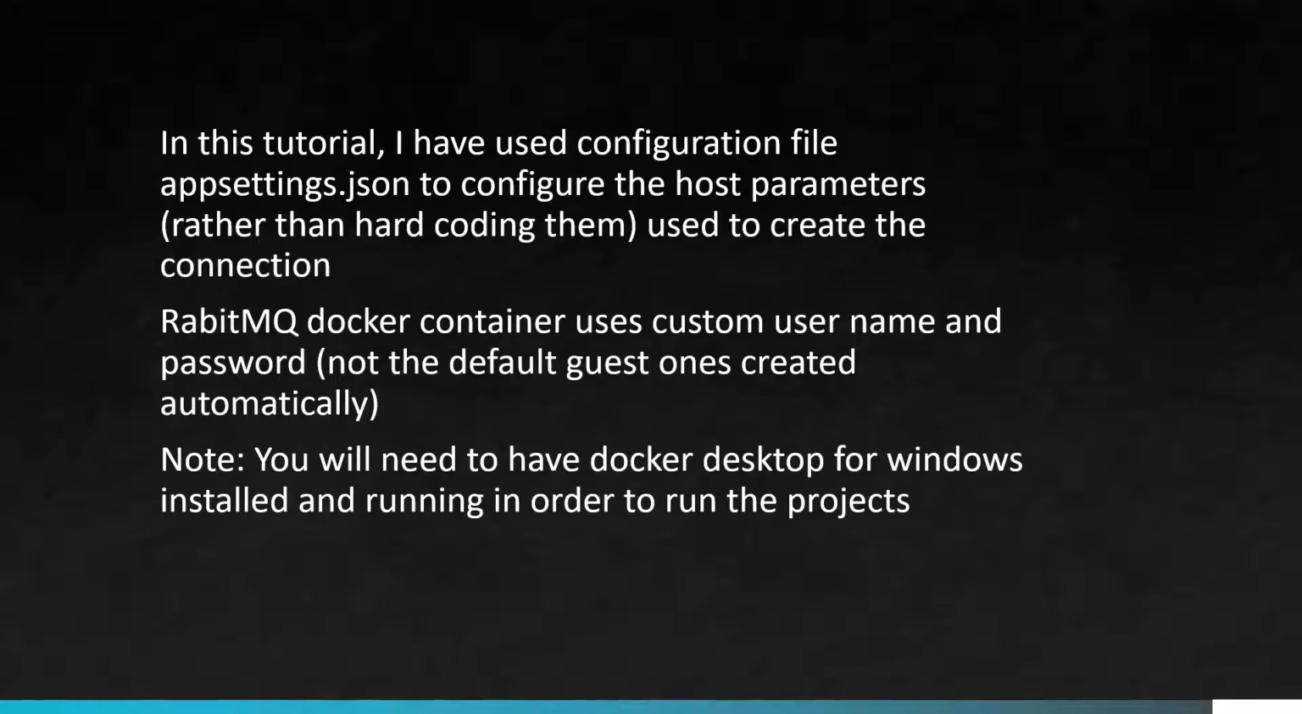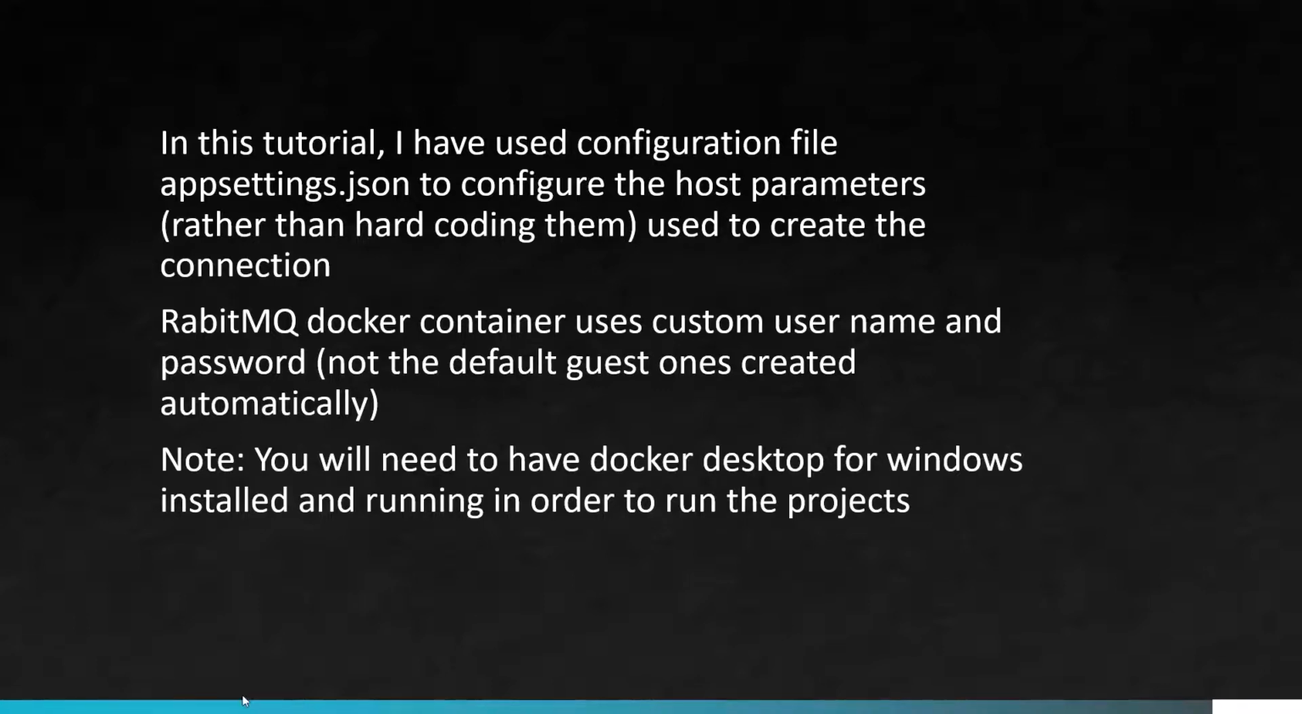The RabbitMQ Docker container uses a custom username and password and not the default guest ones created automatically. The Docker container that I have created on Docker Desktop for Windows is not using the guest ones, but I will show you what command I have given to create the username and password, and you can change it in your instances. And of course, you'll have to have Docker Desktop for Windows installed and running in order to run the project. If you are not familiar with Docker Desktop for Windows, I will leave a link below in the description of the YouTube video.